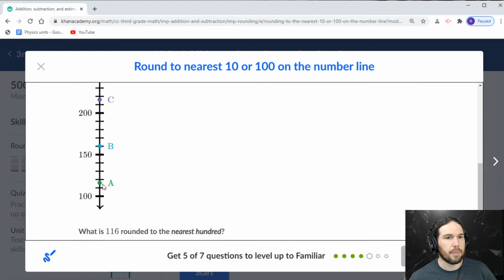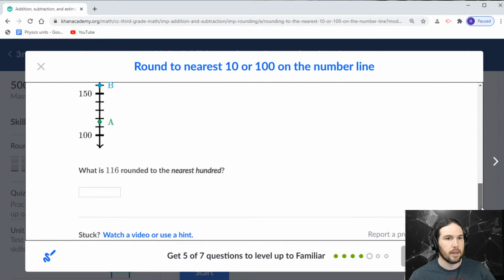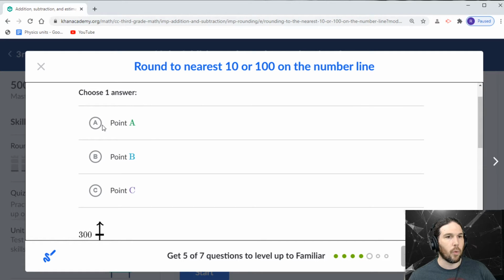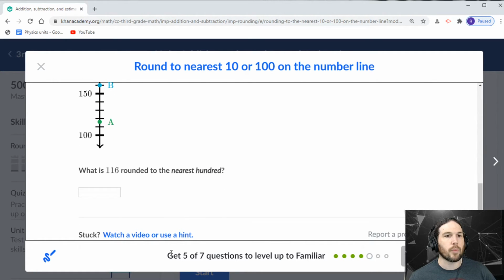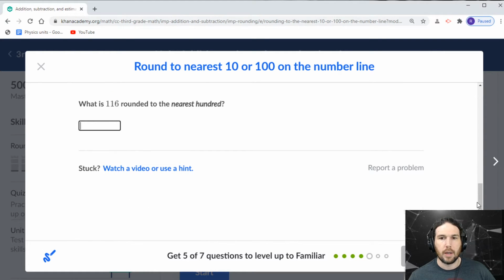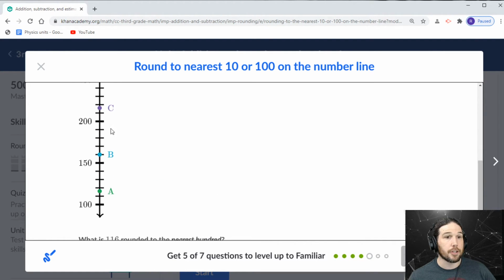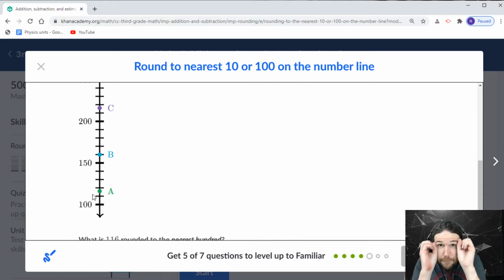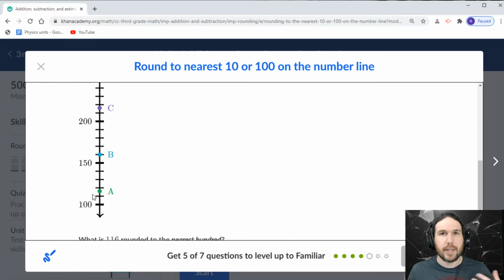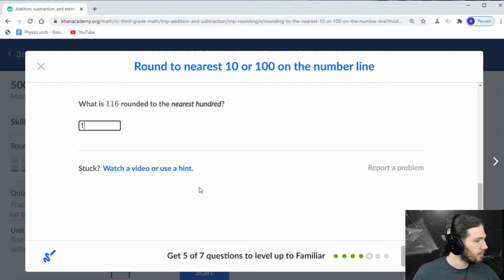Which point shows 116 on the number line? Well, that would be A, right? It has to be because everything else is above 150. So I don't know why it asked us that, but we're going to do it anyway. And what is it rounded to the nearest hundred? Once again, there's 200, there's 100. A is clearly, obviously, visually nearest to the 100 rather than the 200.